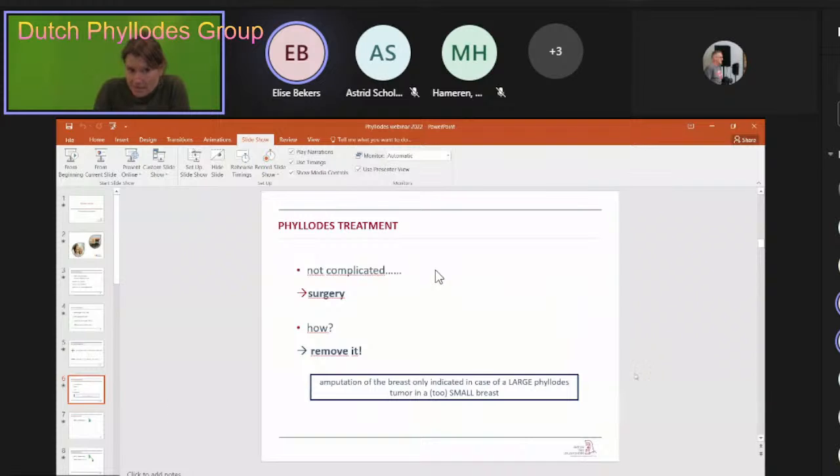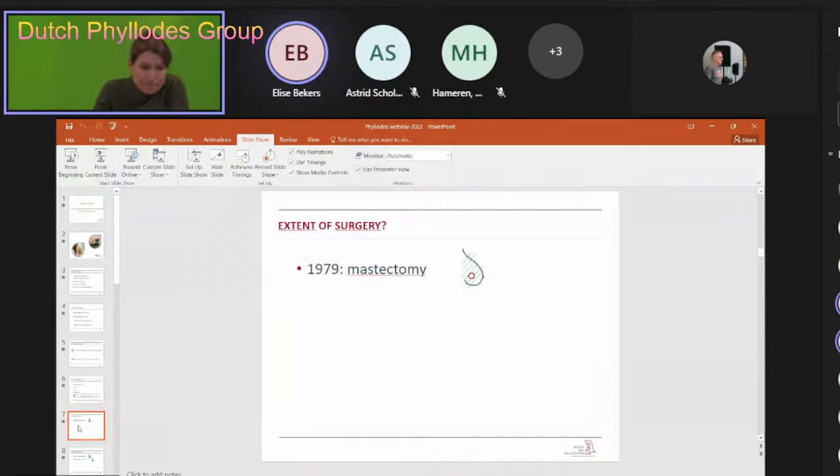So back to slide number 6, the treatment of Phyllodes tumors. Well, it's relatively easy in the sense that you need surgery to treat it. So that's where I come in. And what do you do for surgery? Well, you have to remove it. Whereas in the past, people thought that you should do a very large surgery, we now know that you only have to do an amputation of the breast if you have a very large Phyllodes tumor in a small breast. Even if you have a large Phyllodes tumor, but you have a very large cup size, you could still do a breast conserving surgery.